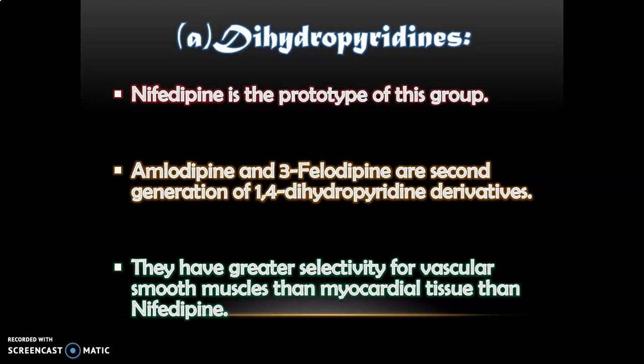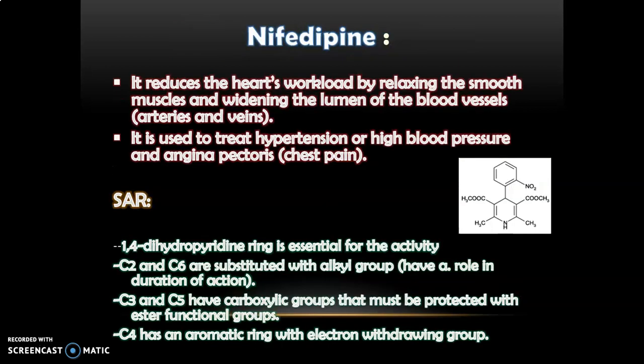So first of all, the first calcium channel blocker class is the dihydropyridines. Nifedipine is the prototype of this group. Amlodipine and felodipine are second generation 1,4-dihydropyridine derivatives. They have a greater selectivity for vascular smooth muscles than for myocardial tissues, compared to nifedipine. Nifedipine reduces the heart's workload by relaxing the smooth muscles and widening the lumen of the blood vessels, arteries, and veins. It is used to treat hypertension or high blood pressure and angina pectoris, that is chest pain.